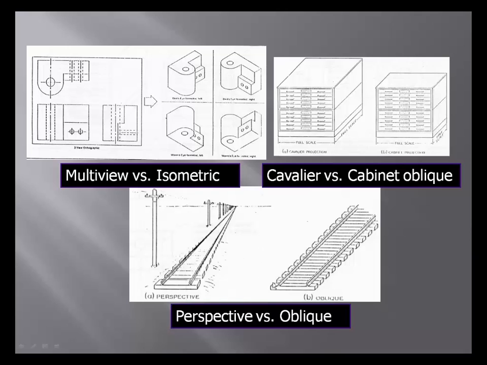Perspective views versus oblique. Oblique up here, you can see, basically gives you a front view with a depth at some angle. The angle doesn't really matter. That's what we have here. Perspective actually goes to a point, so maybe a vanishing point out here.